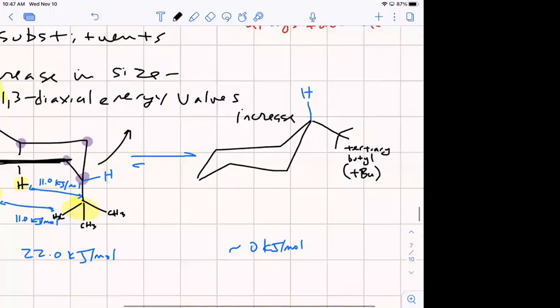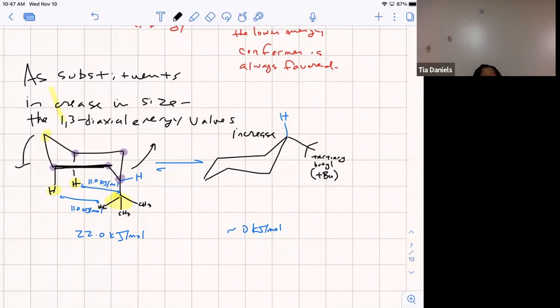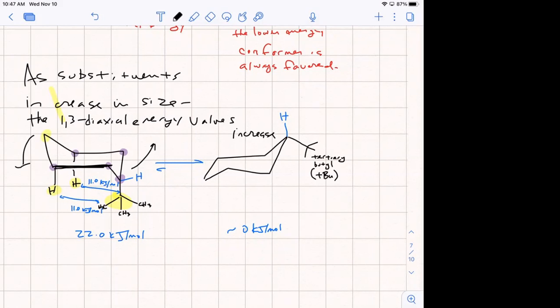Yeah, so smaller atoms or functional groups, because it's not always just alkyl groups, right? There's a wide variety of substituents that you can add to a ring, and the smaller groups cost less to be in an axial position, but they still cost.